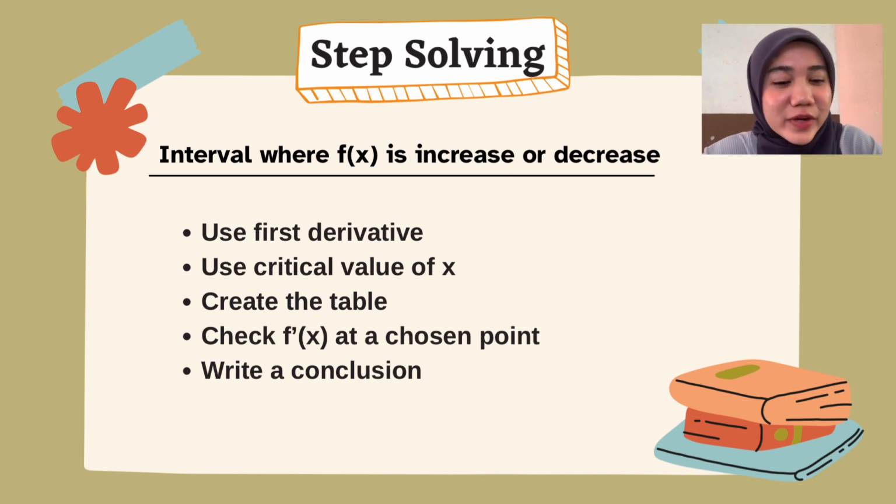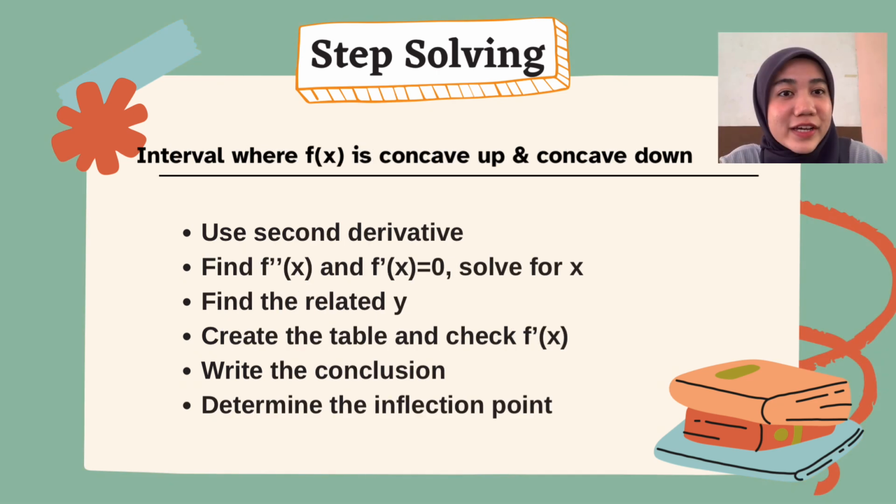To find the interval where f(x) is increasing or decreasing, we reuse the first derivative and the critical points of x, and we create a table to check f'(x) at a chosen point and write a conclusion. To find the interval where f(x) is concave up or concave down, we need to find the second derivative from the first derivative, set it equal to 0 and solve for x. And find the related value of y, create the table, check f''(x), write the conclusions and determine the inflection point.